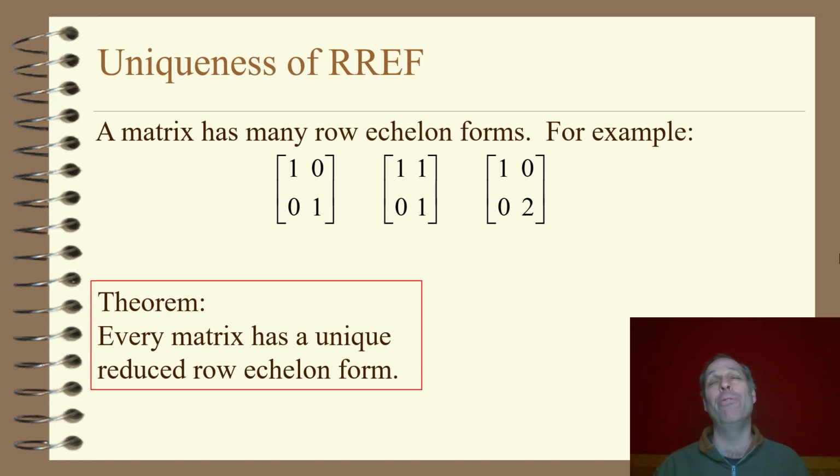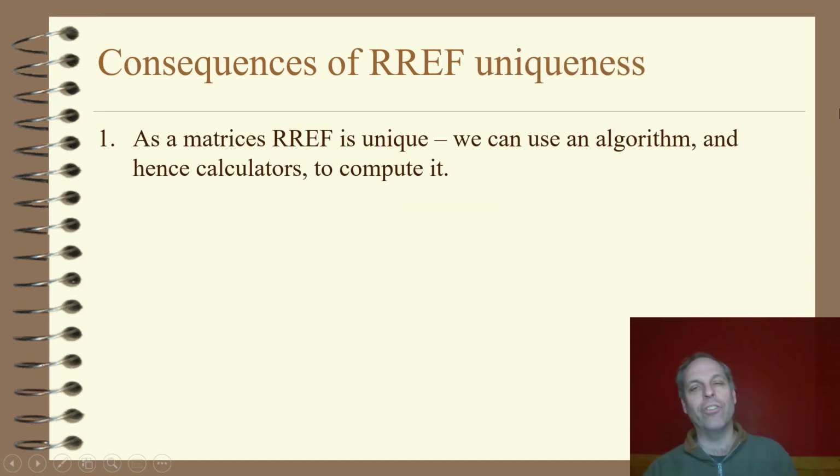It's really unfortunate that the word "row reduced" is used one way and "reduced row" is used in another. Yeah, I'm sorry. Let's look at some consequences of the uniqueness of the RREF of a matrix.